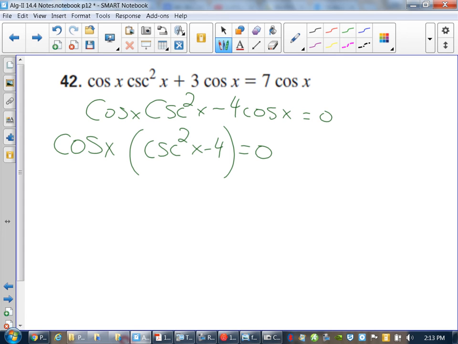So the first one's pretty quick. What angle has a cosine value of 0? Well, cosine is your x value. So if your x value is 0, that means you're at pi over 2, 3 pi over 2.